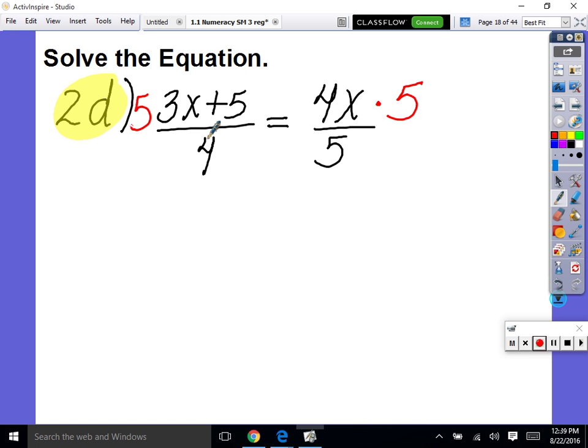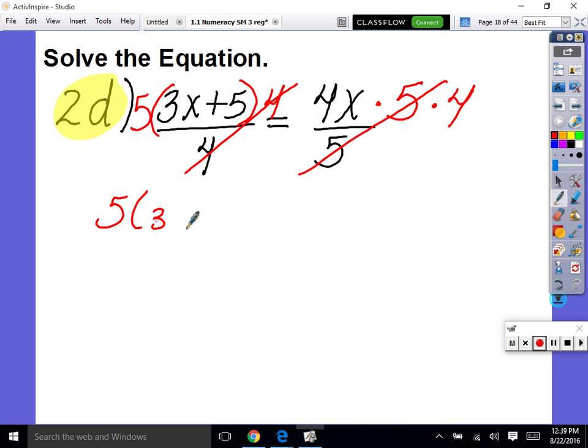Now look, we have all of this stuff being multiplied by 5. It needs to be put in parentheses. Do you all understand why? We multiply both entire sides by 5. And then those 5's divide out. Now do you see how we don't have a fraction anymore? Because 5 over 5 is 1, right? You guys see that? Now I'm going to multiply both sides by 4. Now look, 4 over 4 divides out to be 1. Do you see how I got rid of our fractions? That's called cross multiplication. So we have 5 times (3x plus 5), and then is equal to 4x times 4.